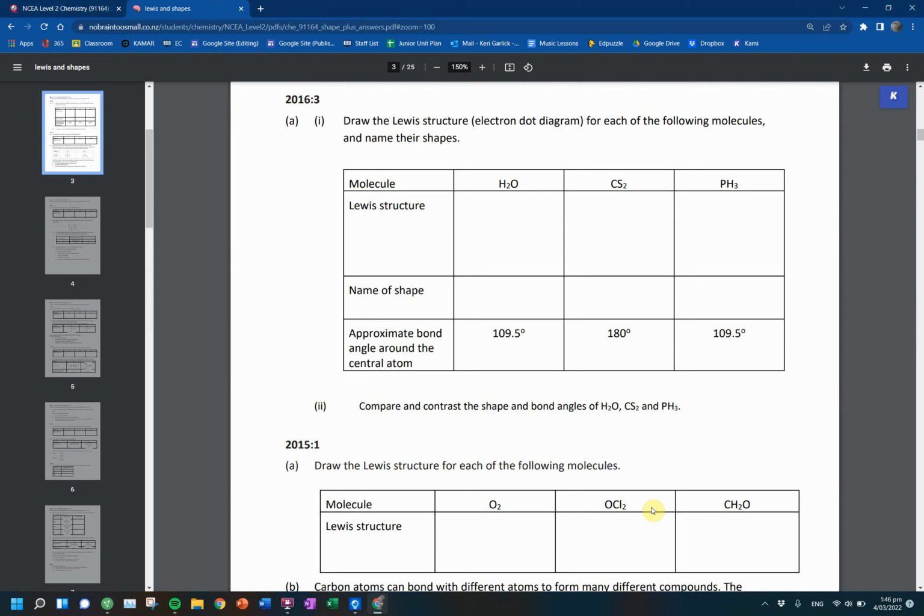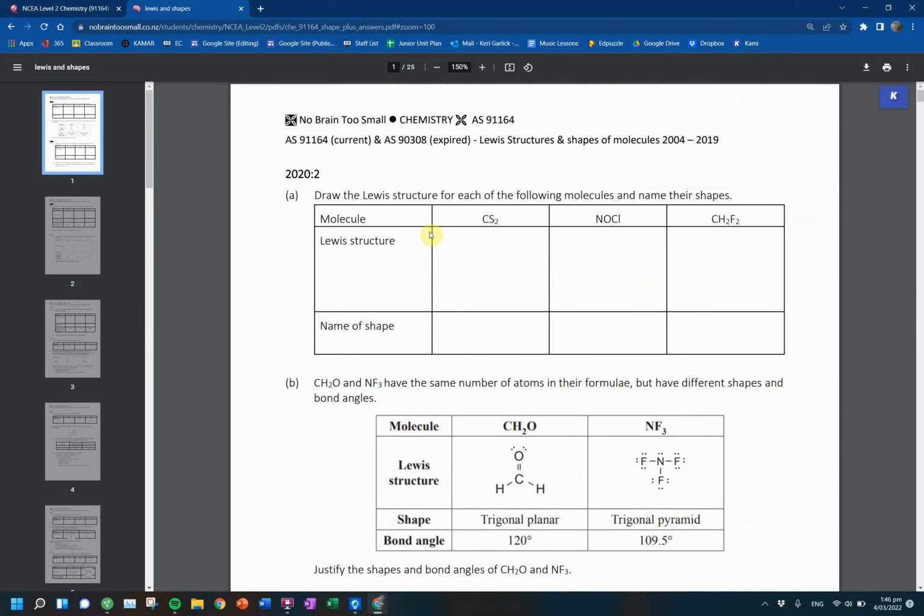So that's that for Lewis structures and shape. Next week, we'll start taking those shapes and linking it into determining polarity. And then with that polarity, we'll link that into solubility.